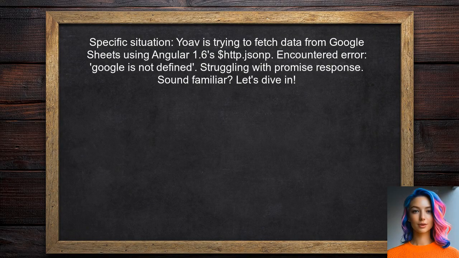Here's the specific situation we're addressing. One user, Yoav, is trying to fetch data from Google Sheets using Angular 1.6's http.jsonp. They encountered an error stating that Google is not defined and are struggling to get the promise to receive the response. Sound familiar? Let's dive into this together.